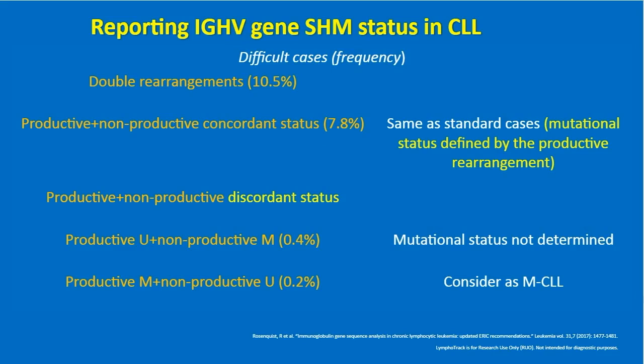And again, productive versus non-productive, concordant status, and double rearrangement, they reported 10%. But with NGS, we are seeing more rearrangements. I'll show you some examples later on. Based on the combination, if it is a double rearrangement, we detect based on the status, productive, unproductive, and mutated status, and we can provide a correct interpretation.